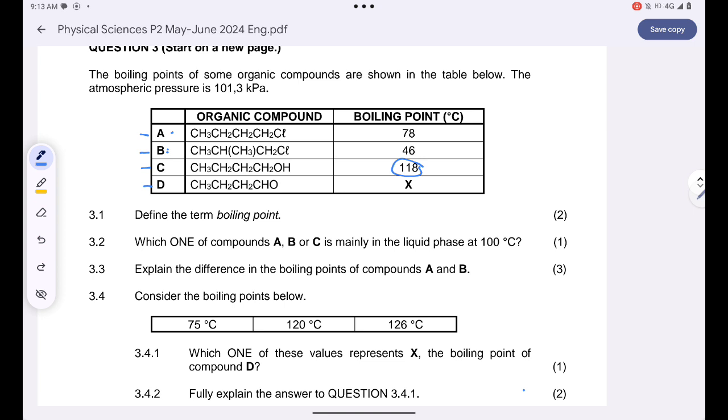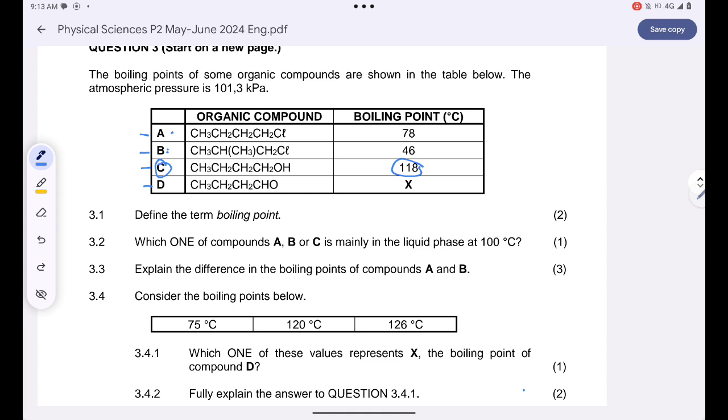They want us to define the term boiling point. Boiling point is a temperature whereby the vapor pressure of a substance is equal to its atmospheric pressure. Which one of the compounds A, B, or C is mainly a liquid at room temperature? Compound C is a liquid at room temperature.